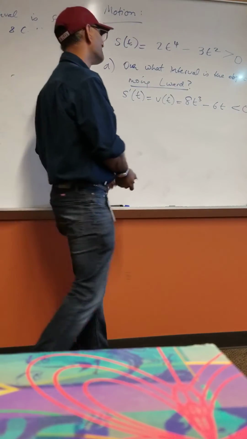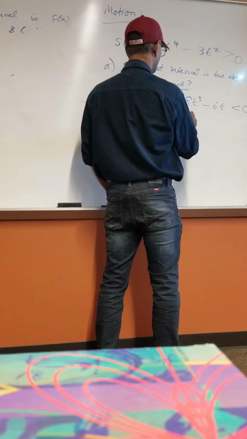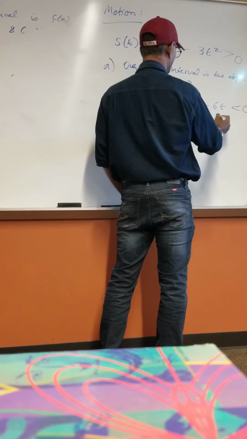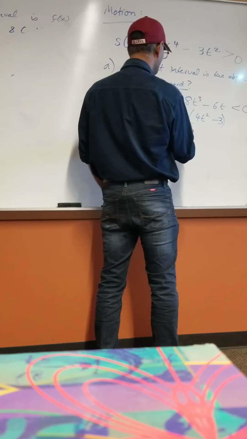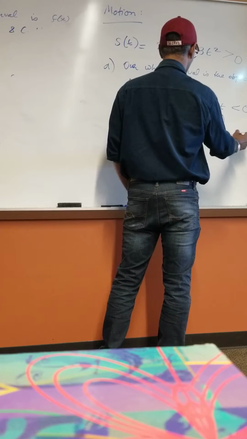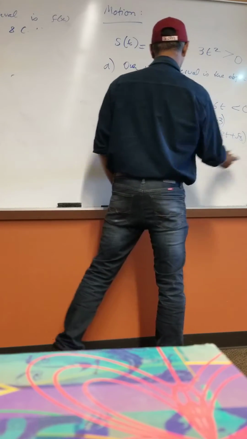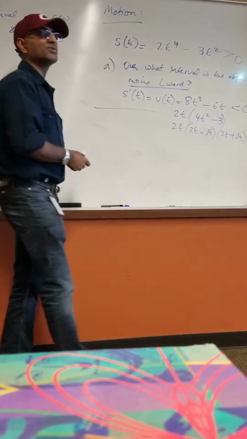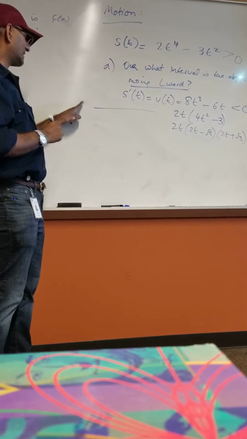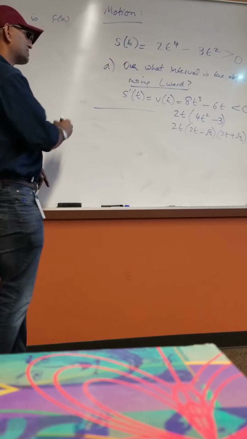Those are good skills. What can I factor out? 2t, which gives 2t minus radical 3, 2t plus radical 3. Oh, we forgot to do one thing in the previous number line. Everybody, stop what you're doing. Go back to the previous number line and label it as S of t, because we should be labeling number lines.